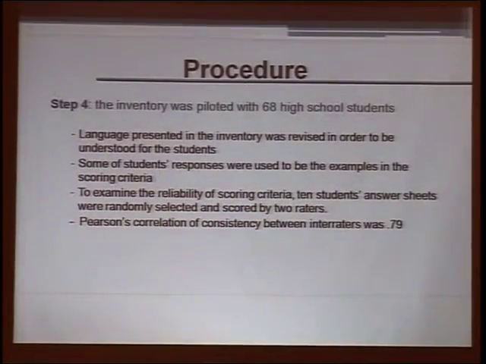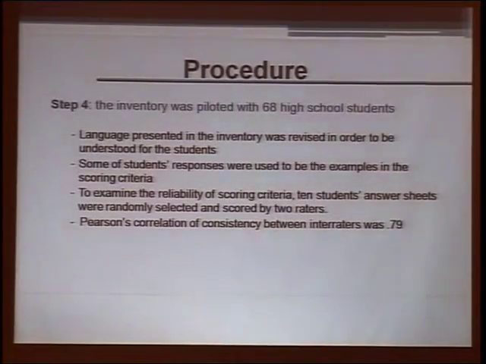Some of them answer the second, the third, and the fourth, and we score them as being metacognitive learners. And we use information from this as an example in the scoring criteria, and to find the reliability of the scoring criteria. We have 2 raters, and then we calculate the reliability of the scoring criteria. Pearson's correlation of consistency between interraters was 0.79.